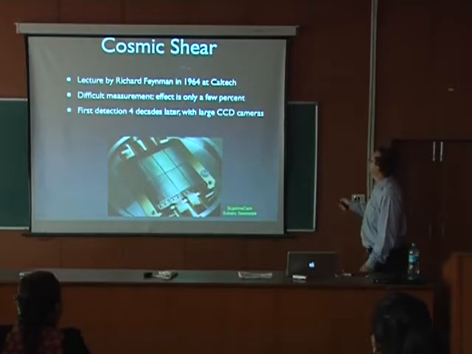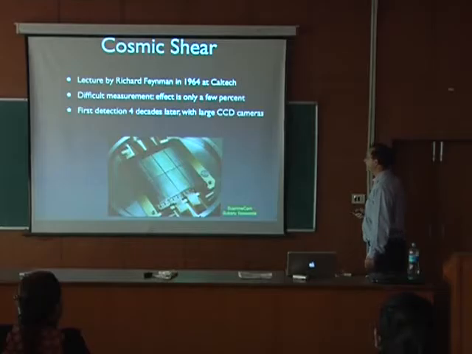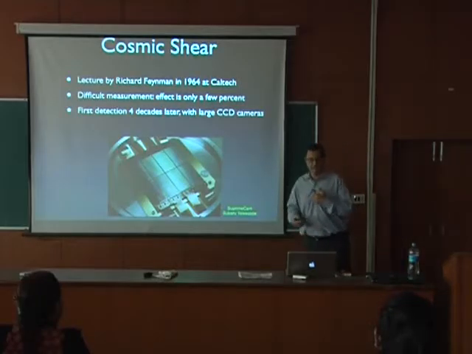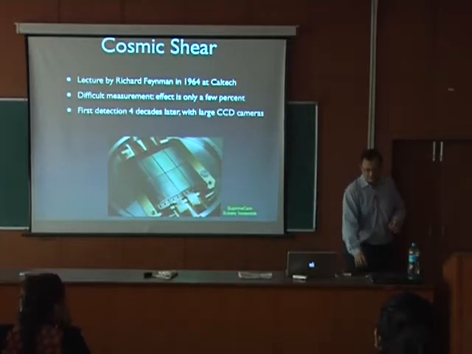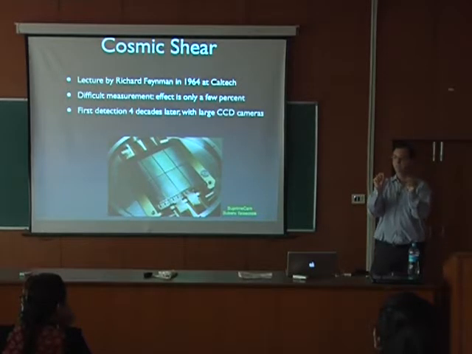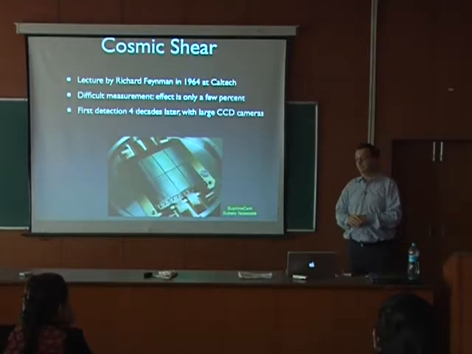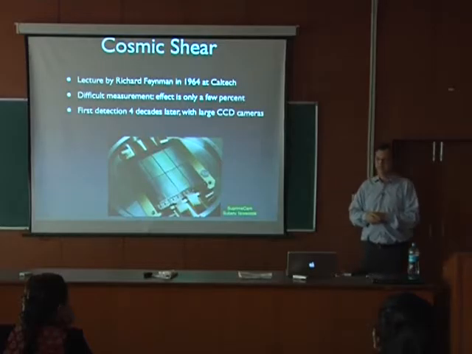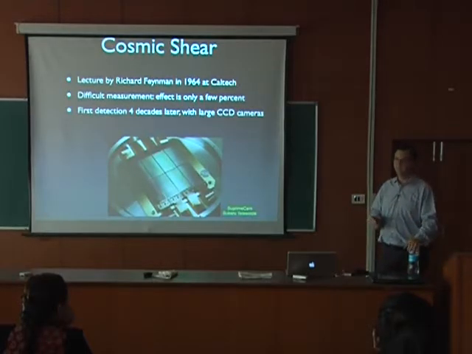So I've been told the story that in 1964 he gave a lecture at Caltech. And what he said in his lecture is that he thought that because of inhomogeneities in the universe, the shape of galaxies should have some weak coherent alignments, which is basically the entire principle of weak lensing by large-scale structure. He gives this lecture. He also makes some estimation of how big it is.